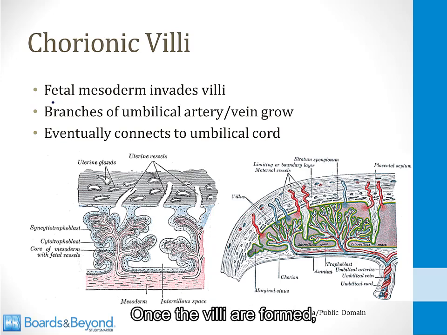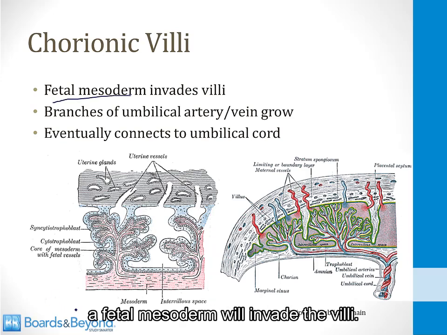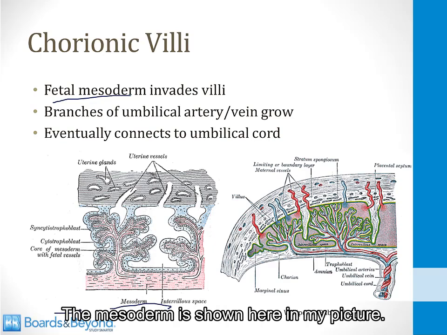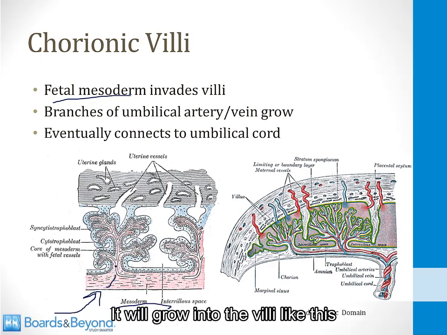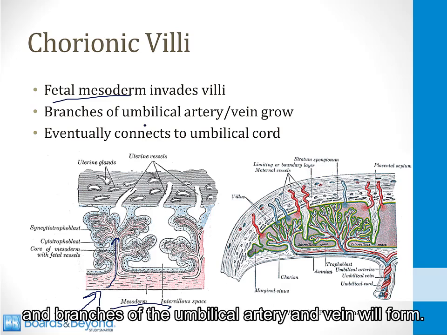Once the villi are formed, the fetal mesoderm will invade the villi. The mesoderm is shown here in my picture. It's the structure shown in red. It will grow into the villi like this, and branches of the umbilical artery and vein will form.